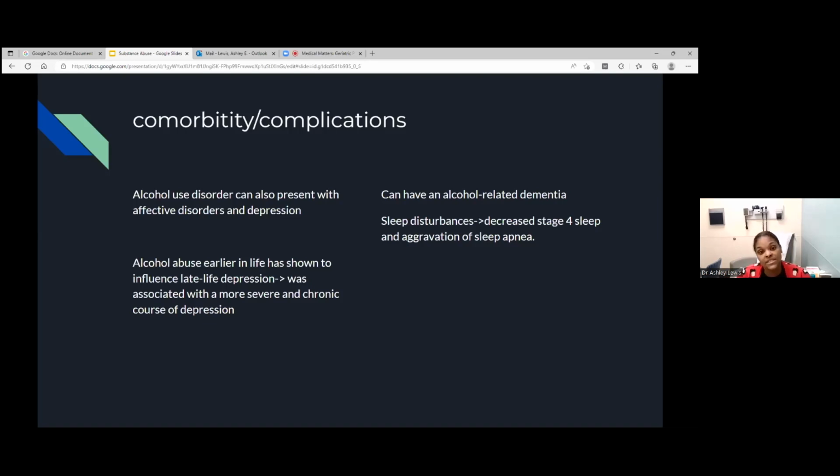And some complications you can have, like alcohol-related dementia, as well as alcohol impacting sleep. It decreases stage 4 sleep and can aggravate sleep apnea.